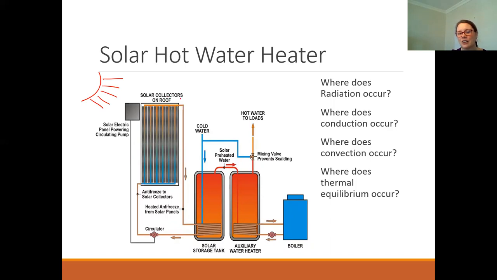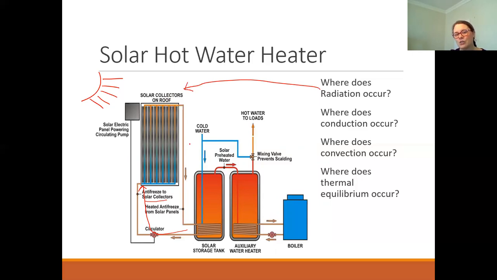The sun shines down on solar roof collectors, and there is water going through channels in this collector. The sun radiates on it and transfers energy to that cooler water. Here it says there's antifreeze in that water, which makes sense, especially in a northern climate, because we want to make sure nothing freezes, since that would be relatively dangerous. The water comes in and circulates through the solar panel on the roof, where radiation happens.